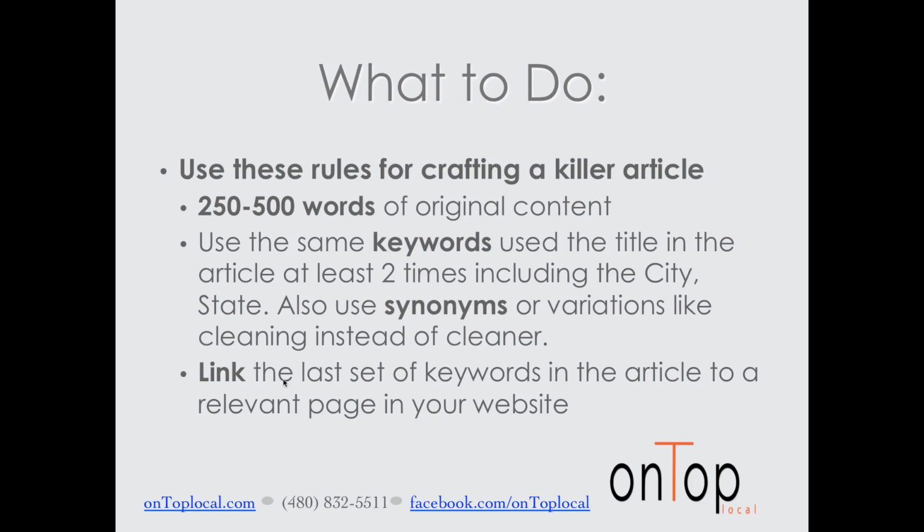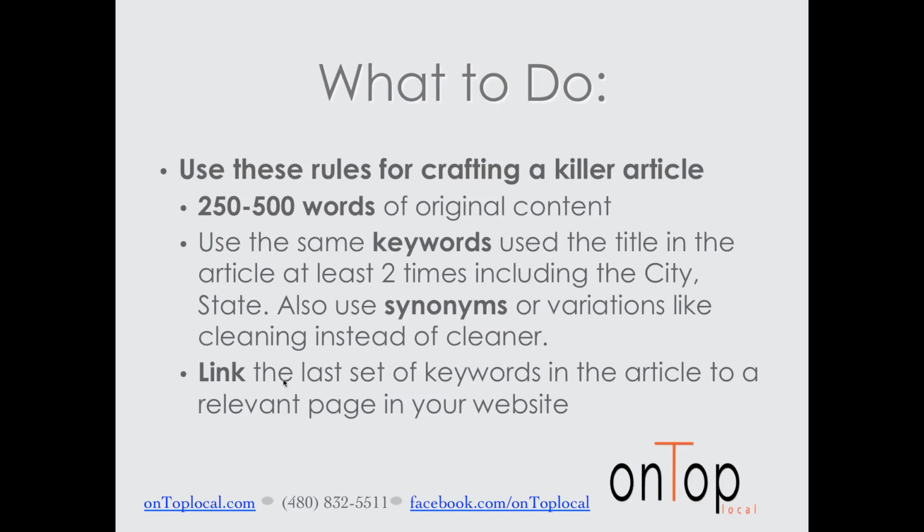The second part of the rule for the articles is you want to use the same keywords that you used in your title of the article at least 2 times, including your city and state in the article. So if my article title is Best Carpet Cleaning Services in Mesa, Arizona, I want to use those keywords at least twice in the body of the article. So I could have a sentence that says, if you're looking for the best carpet cleaning services in Mesa, Arizona, you should be looking for a company that is this, this, this, and this.